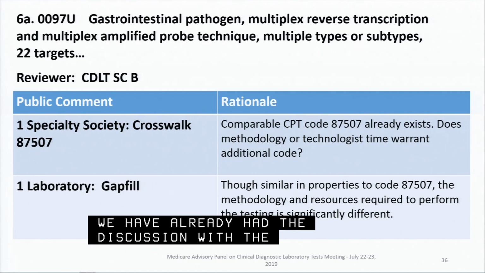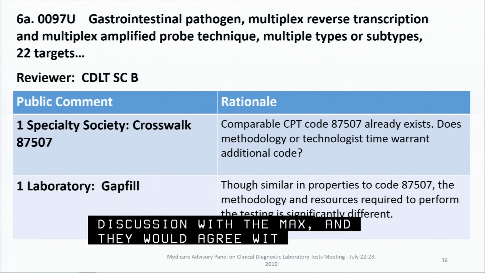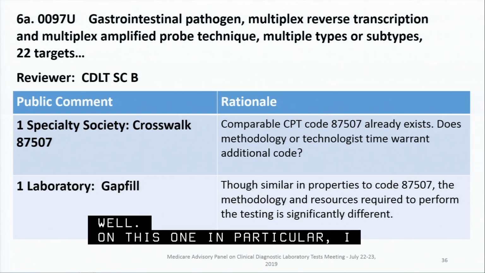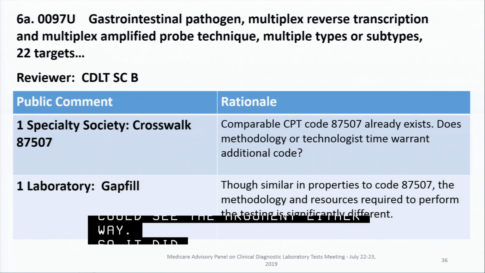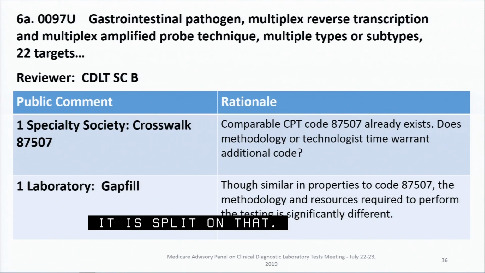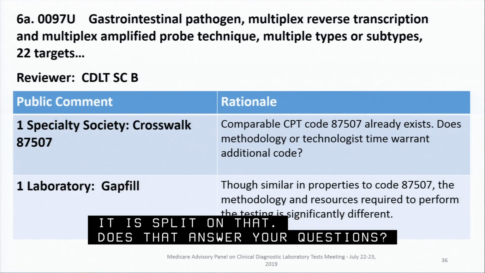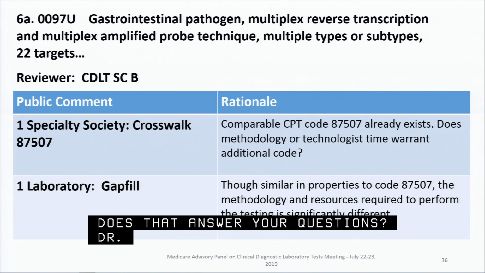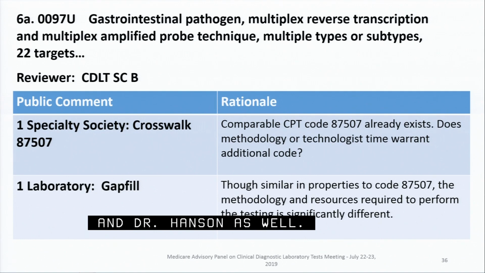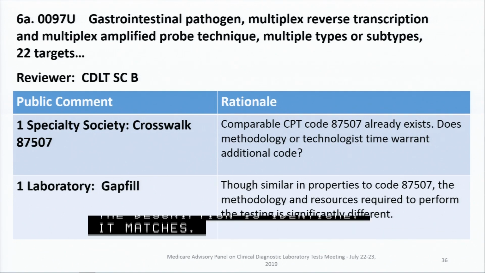But on this one in particular, I could see the argument either way, so it didn't surprise me, quite frankly, that it's probably split on that. Does that answer your question? As far as the targets, Dr. Carroll, you're exactly right, and I think it was Dr. Hansen as well. The description is identical. It matches. Now, when you see the subsequent codes for the respiratory panels, they don't, but this one does.